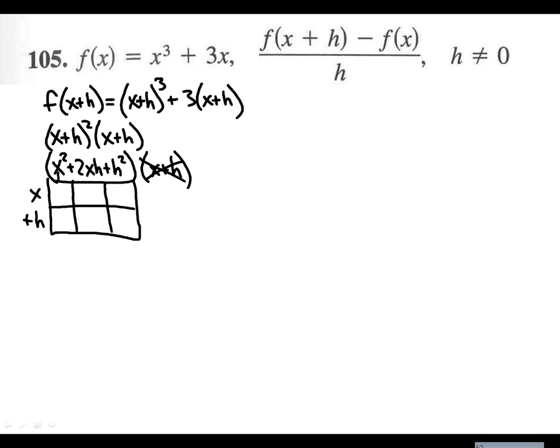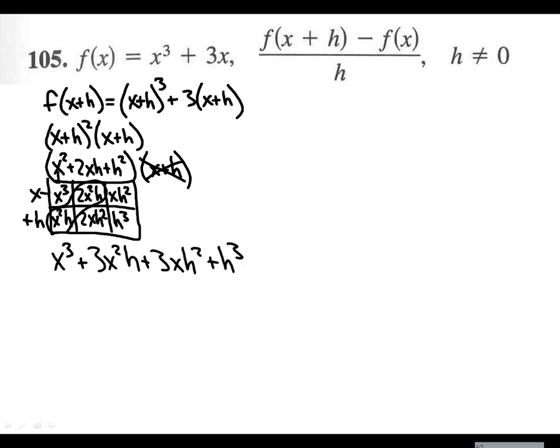Multiply straight down. X squared times x is x cubed. We'll do that for all of these. This will be 2x squared h, x h squared, x squared h, 2xh squared, and h cubed. Combine our like terms. The nice thing is that our like terms should be on a diagonal from each other. So we'll have x cubed. Notice here on the diagonal is x squared h's. So 3x squared h plus 3xh squared plus h cubed.